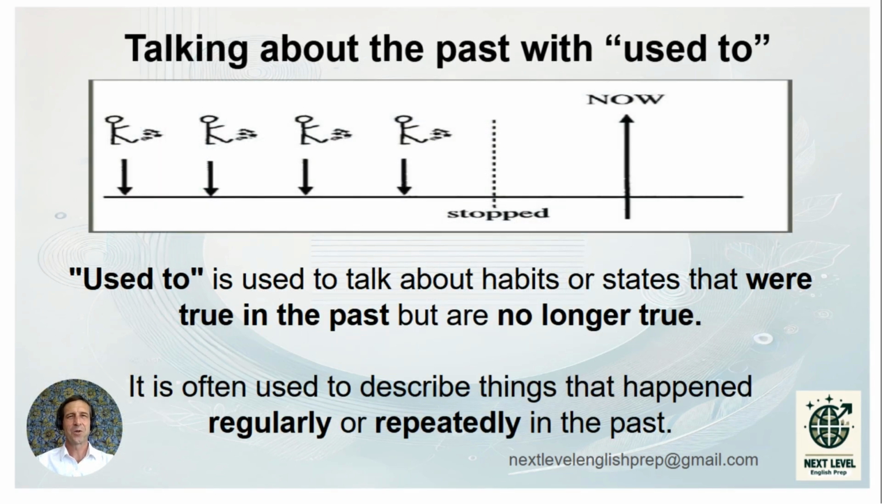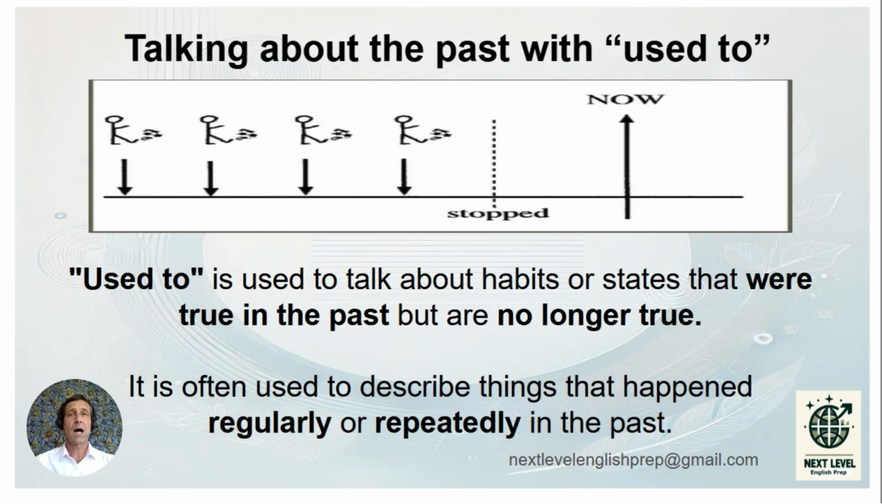We use used to talk about habits or states that were true in the past but aren't true anymore. We use it to talk about repeated actions or things that were true for a period of time, not something that just happened one time. So instead of saying, I lived in Vietnam in the past, but I do not live in Vietnam now, I can just say, I used to live in Vietnam. It's much easier to say and to understand.